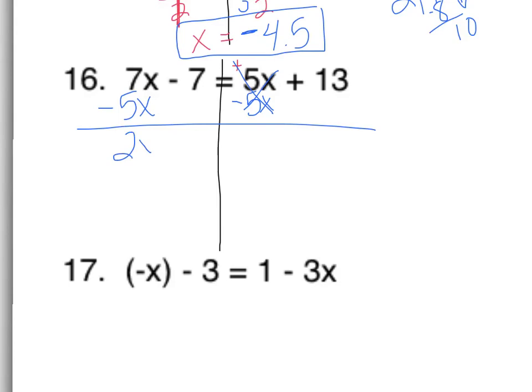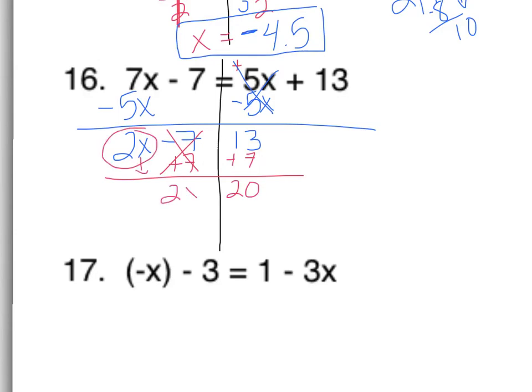So I have 2x. I bring down my minus 7, and I bring down my positive 13. So now I want to move my number to the other side. So right now it's minus 7, so I'm going to do the opposite of that, which is plus 7. So that cancels out. So what I do to one side, I have to do to the other. So that gives me 20. I didn't do anything with that yet, so I'm going to bring it down.